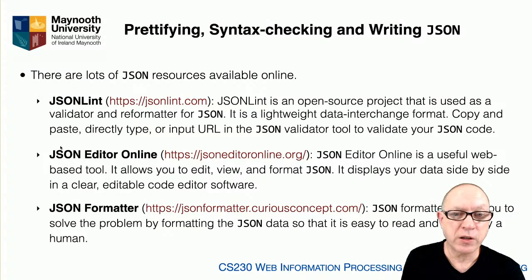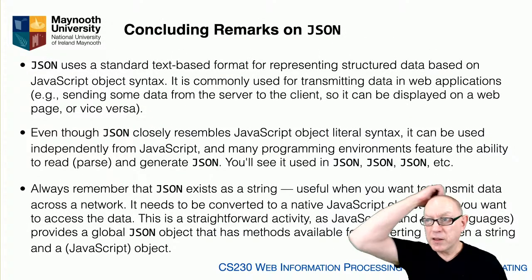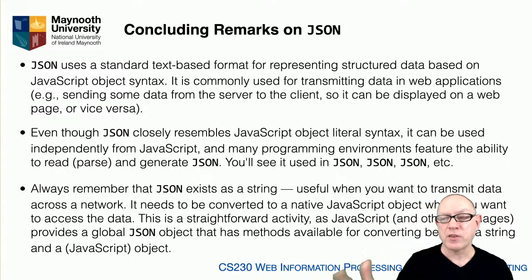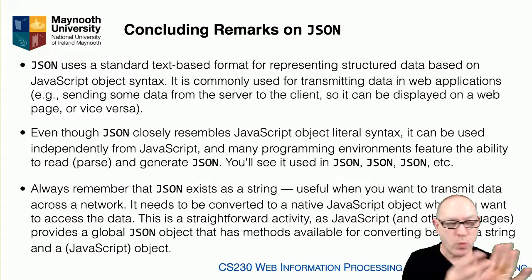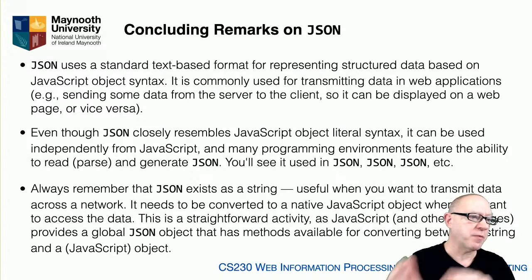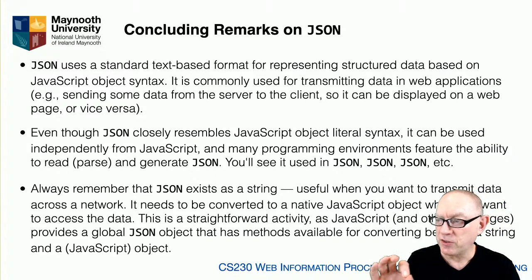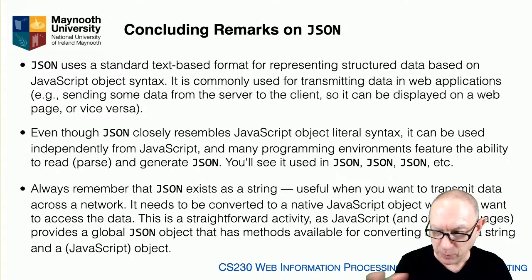And so look at the code and look at the examples and see how they might be useful in your programs and your assignments. So I suppose the concluding remarks then is that JSON is a standard text-based format for representing structured data based on JavaScript object syntax. It's used for transmitting data in web applications. In other words, sending data from the client to the server and back and forth again. And even though it closely resembles JavaScript object literal syntax, it can be used independently from JavaScript.